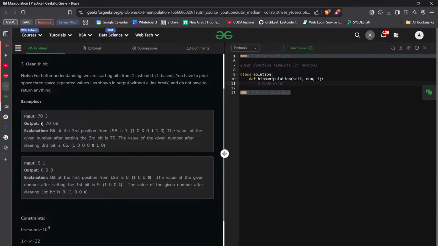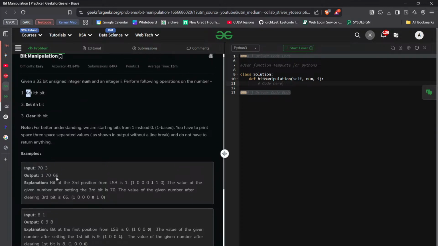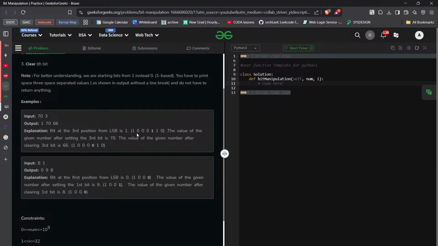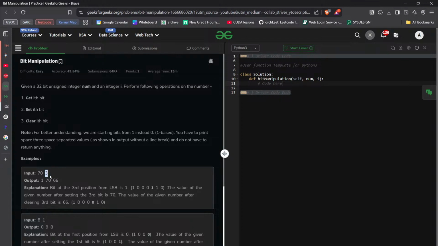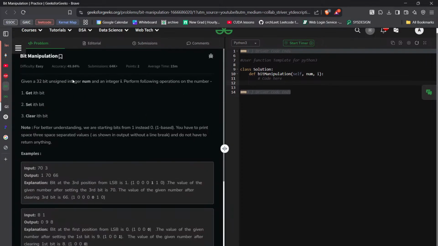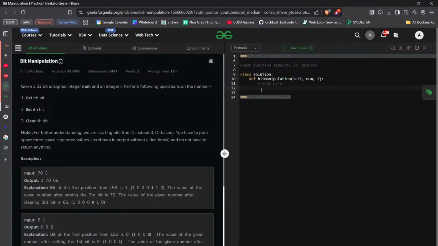First we have to get the ith bit. In order to get the ith bit, we can AND the number with 2 raised to i minus 1, so for 3 it is 2 raised to 3 minus 1, which is 2 raised to 2. So first I will have to print the ith bit, which is equal to num AND 2 to the power i minus 1.